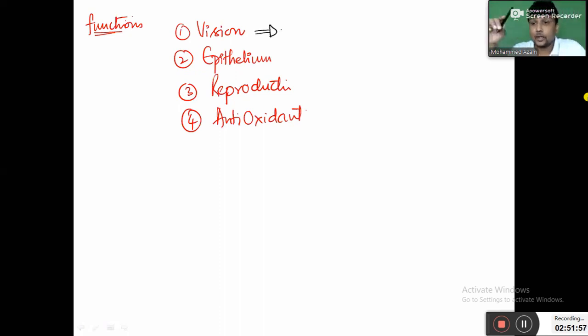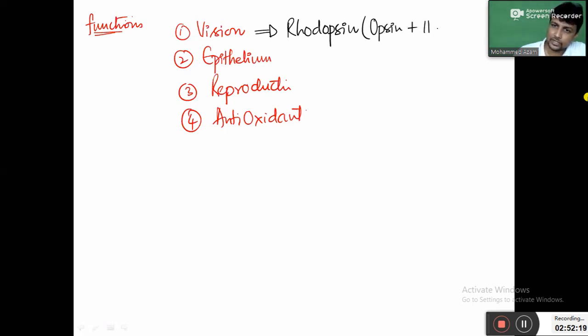Listen here. If you have learned about the eyes, the innermost layer of the eyeball will be the retina. And retina will be having rods and cone cells, and rods and cone cells will be having a protein, and that protein will be rhodopsin. This name you have to remember. And this rhodopsin protein is made up of 2 things. Number 1, opsin, and along with that 11 cis retinal. And here comes, yes, the hero of the story, vitamin A.